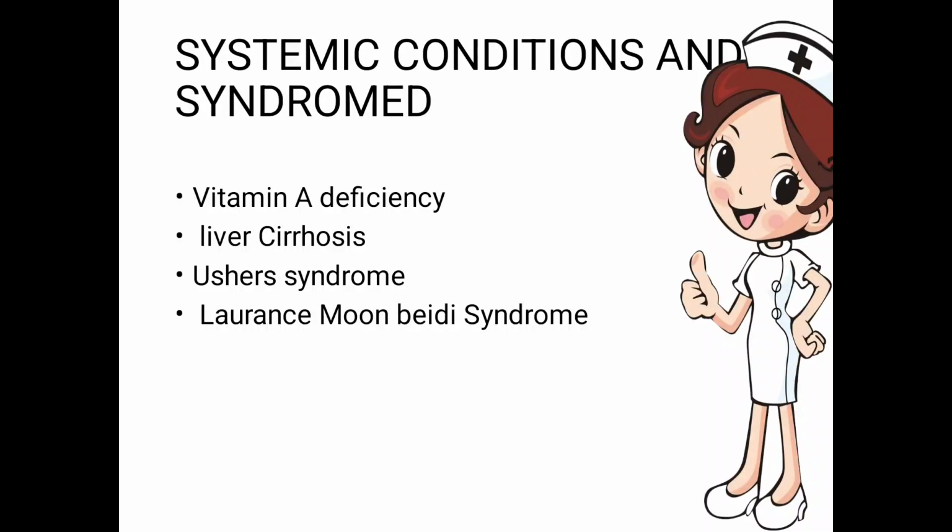Next one is Laurence-Moon-Bardet-Biedl syndrome. It is a rare genetic disorder that affects multiple systems, including the eyes, kidneys, as well as limbs. In the same way, there is Refsum disease, which affects the metabolism of phytanic acid, leading to RP and other systemic symptoms.